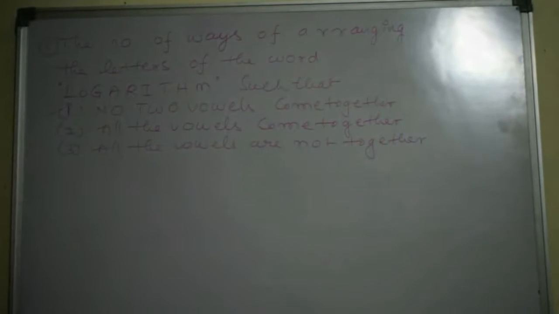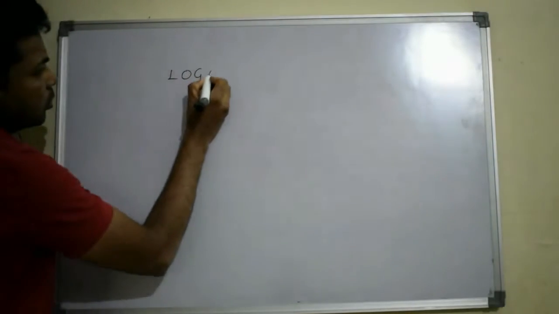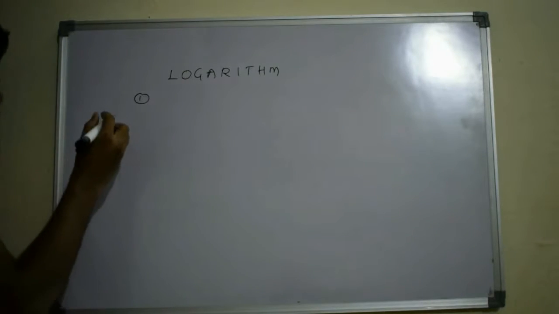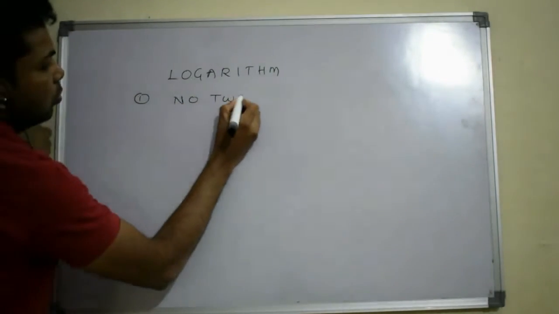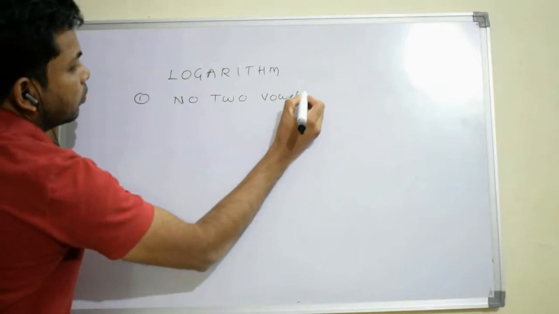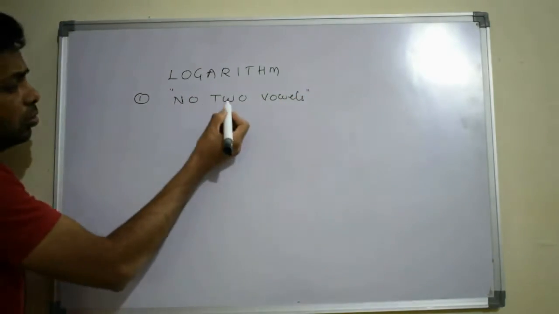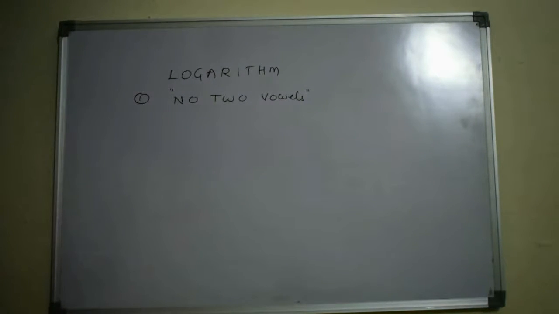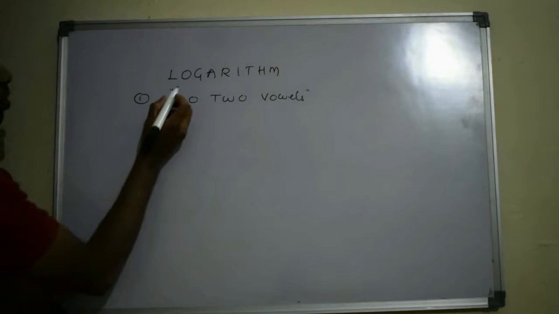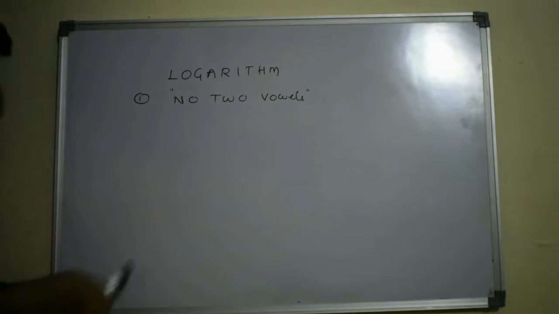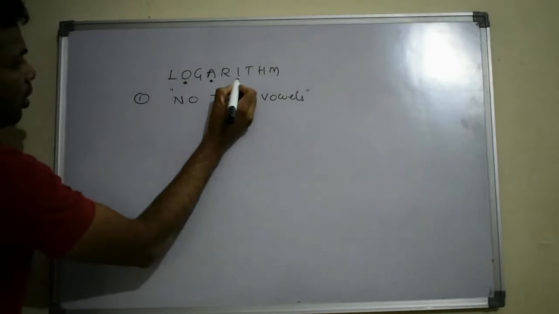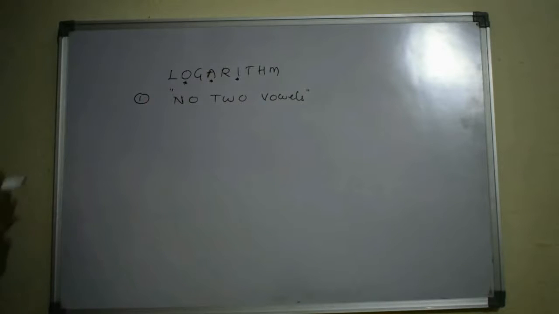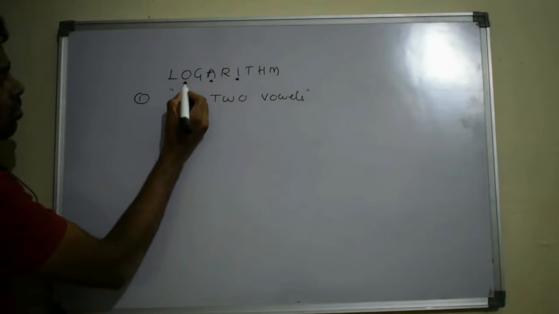Right, now you see this. The given word is logarithm. The first question is, no two vowels are together. Whenever this condition, no two are together, is given to you, what we have to do? What I told in the previous class: you have to arrange the remaining objects. So I'll mark the vowels. Vowels are O, O, A, I. There is no U and no E. So neglect these three vowels first.